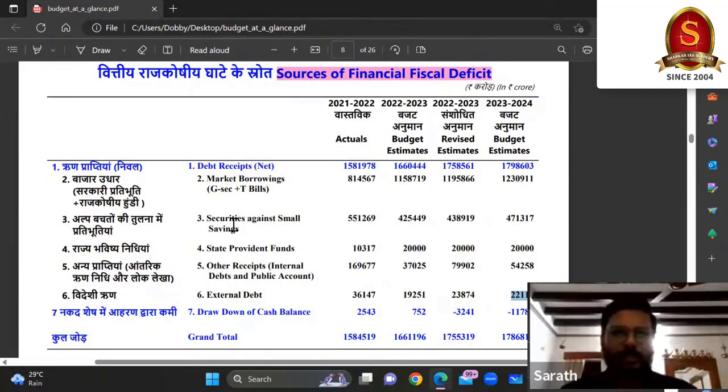Then you have other receipts, which is internal debt from other government-owned organizations, any internal borrowing that comes in, or borrowing from the public account of India. All of that contributes around 5,42,000. State provident fund money is again a comparatively very small percentage, less than the external debt. Okay.